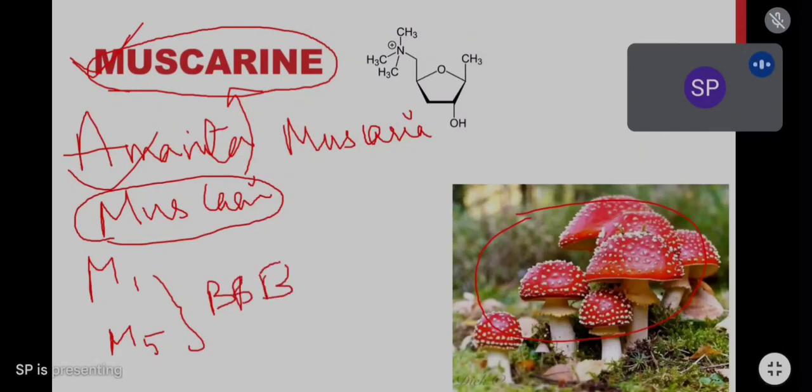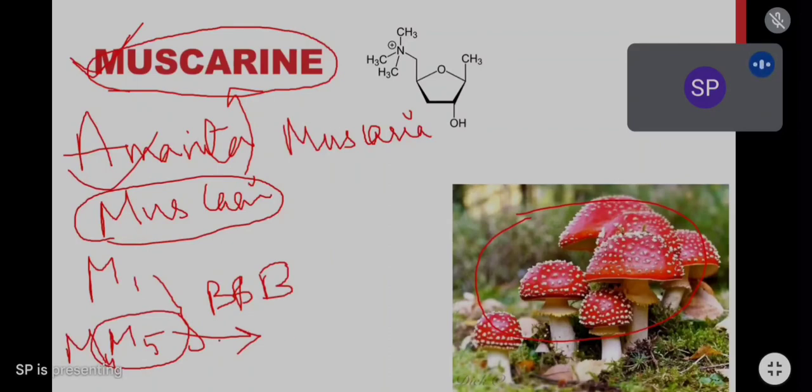So muscarin will have M4 and M5 receptor actions, right? Muscarin will have M4 and M5 actions, whereas acetylcholine will not have M4 and M5 actions. Okay, so M4 and M5 actions of muscarin can be seen. What will its actions be? Cognitive power will increase, sometimes the patient will have confusion, sometimes convulsions, the patient will have CNS stimulatory actions. So dose-dependent symptoms we can see.